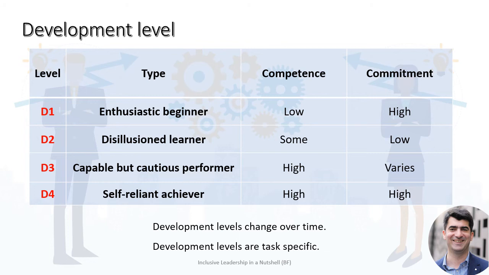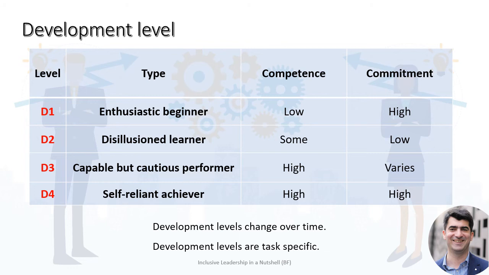The second level of employees is D2, which is also known as disillusioned learners. Your subordinates have some competence. They have the skills needed to complete the task, but for some reason, they are unwilling or lack confidence to get the job done. Maybe because the task or the situation is simply new to them.